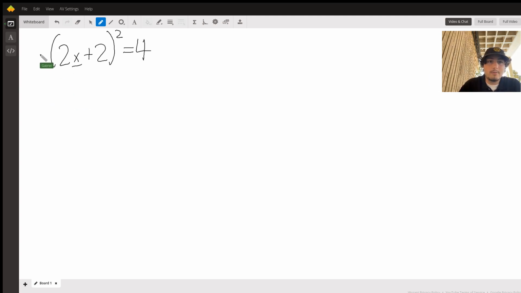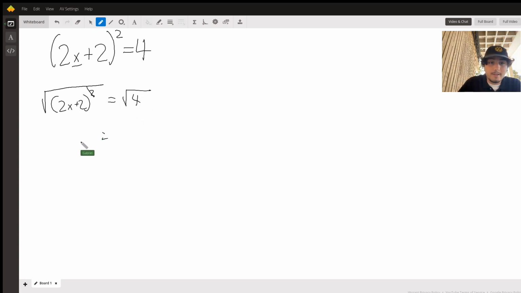So another thing we can do, we can just take the square root of this term right here and this term right here, these two terms, to get rid of that exponent. So I'm going to rewrite the equation. (2x + 2)² = 4. And like I said, we're going to take the square root of this, which is going to cancel out this square. But what we do to one side, we have to do to the other.